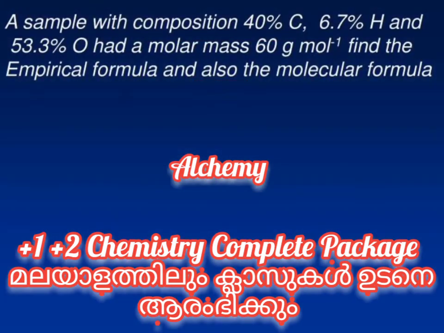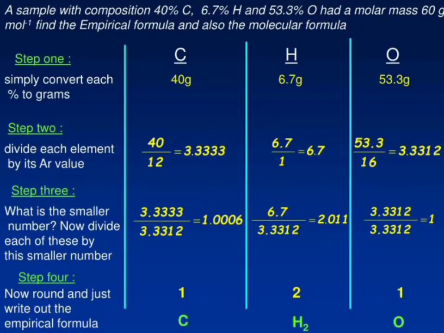A compound with composition 40% carbon, 6.7% hydrogen, and 53.3% oxygen has a molar mass of 60 gram mole inverse. Find the empirical formula and also the molecular formula. There are 7 steps involved to solve these kinds of questions. We will deal with them one by one.